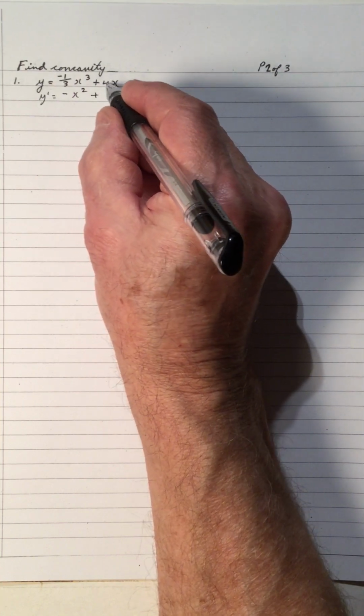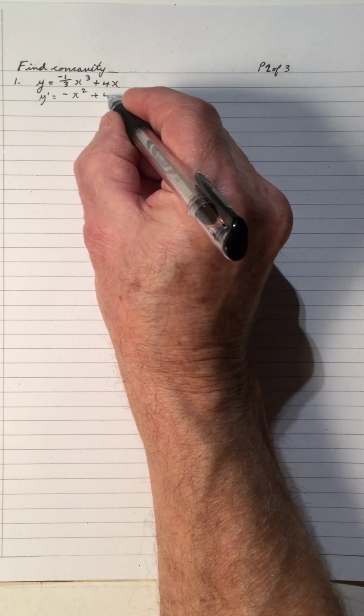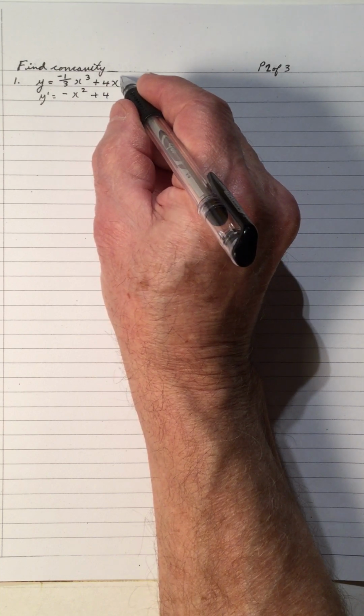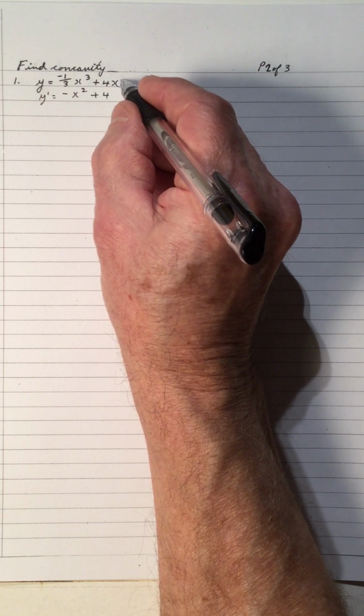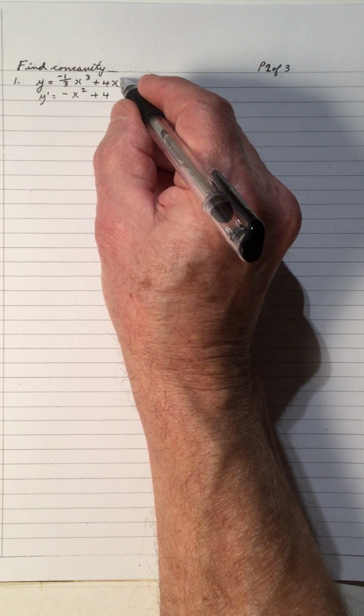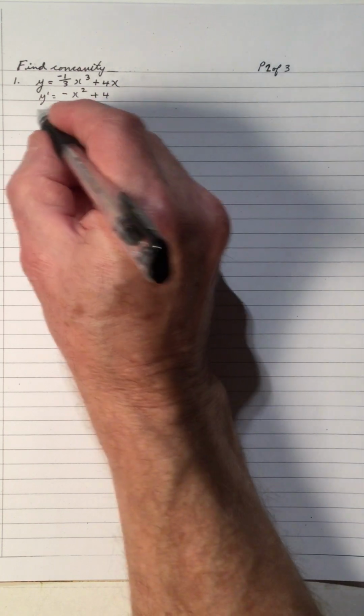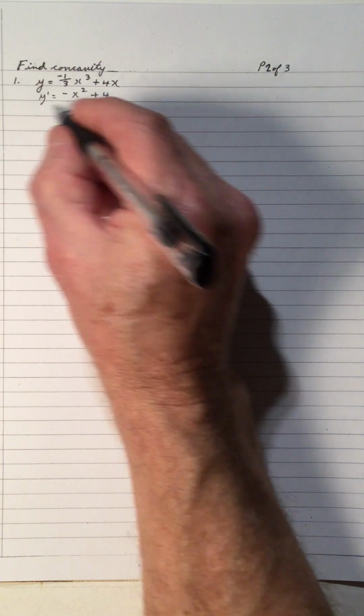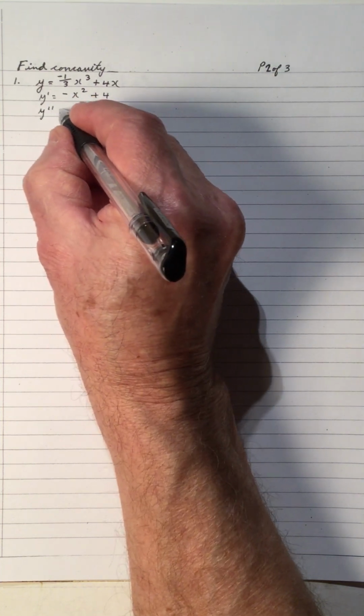And we have a linear term, so the derivative of 4x is 4. There is a 1 understood to be here, so 1 times 4 is 4. When you subtract 1 from 1, you get 0, and x to the 0 is 1. So that's the first derivative, and now we do the second derivative.